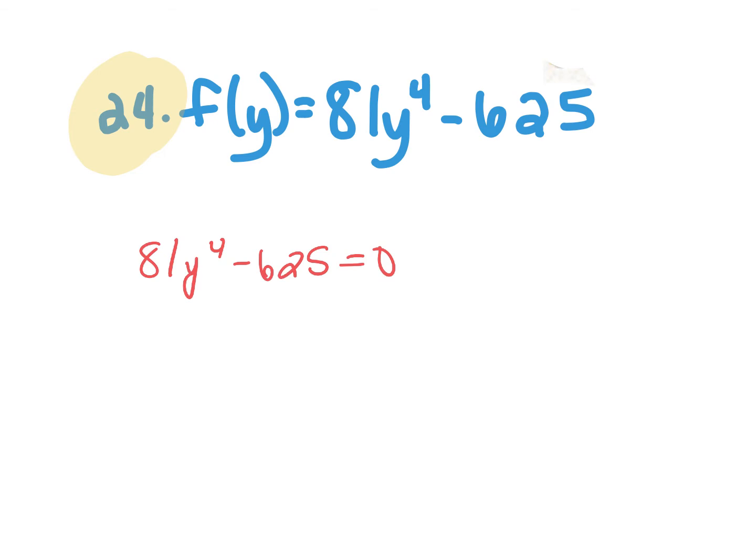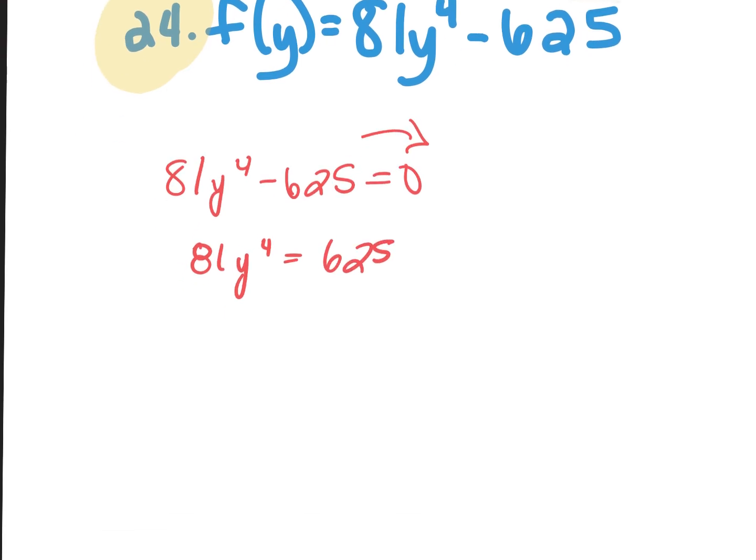I like that you guys are telling me difference of perfect squares. I like that you're thinking that. It's not a perfect square, but you're on the right track. What can I do with that negative 625? Okay, I can move it to the other side. I have 81y to the 4th equals 625. I'm trying to get y all by itself. So what do I do? Divide both sides by 81. So I have y to the 4th equals 625 divided by 81.